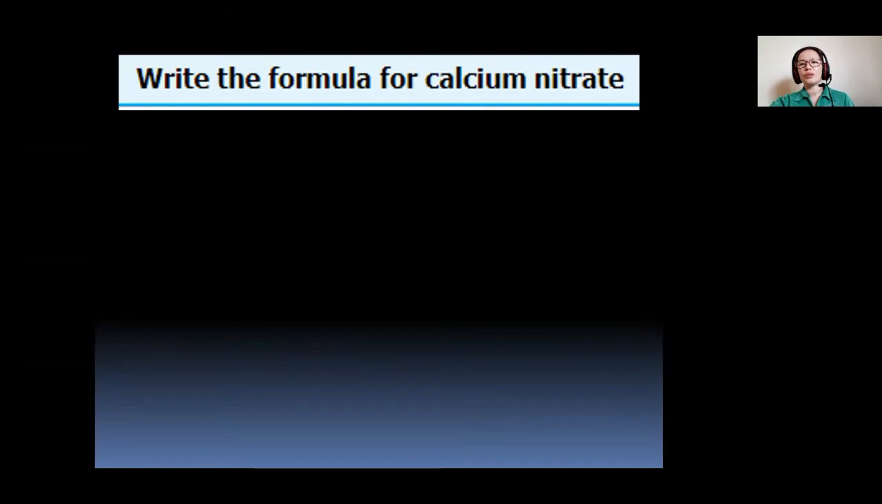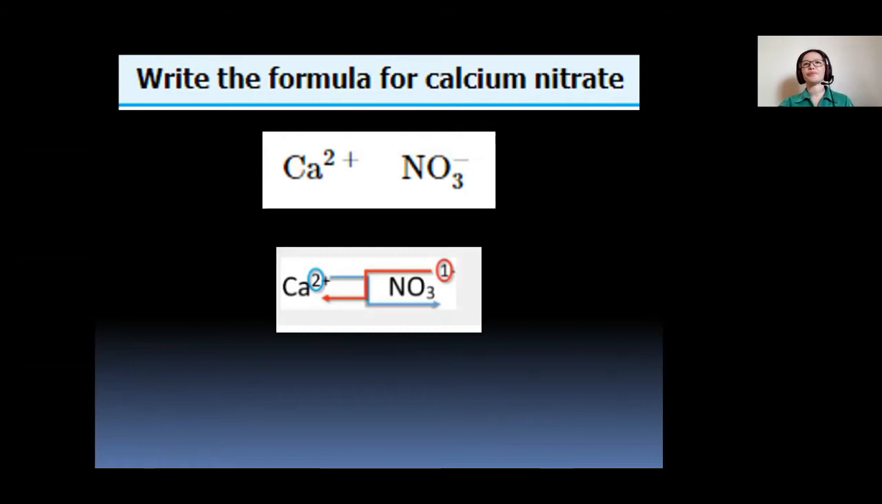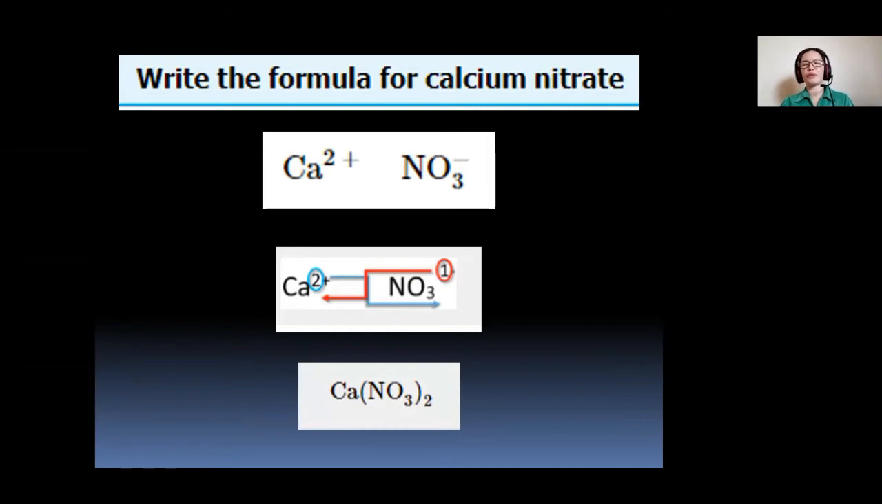You may also perform the crisscross method to write the chemical formula. Okay? So again, calcium is Ca positive 2 and nitrate is NO3 negative 1. When you crisscross it, the chemical formula will be Ca(NO3)2. Since there is a subscript after the polyatomic ion, do not forget to write open and close parentheses. Okay? So this is for polyatomic ions.